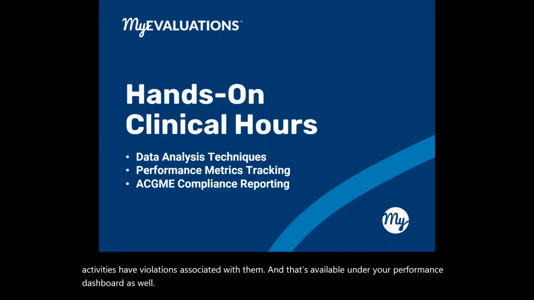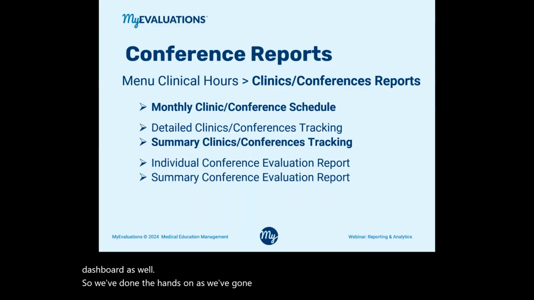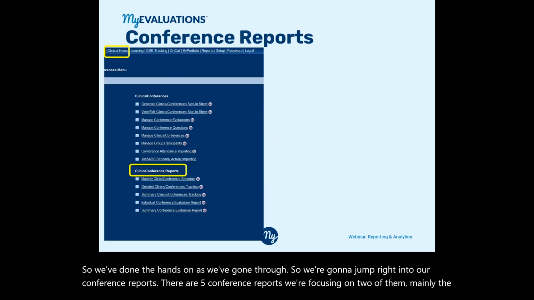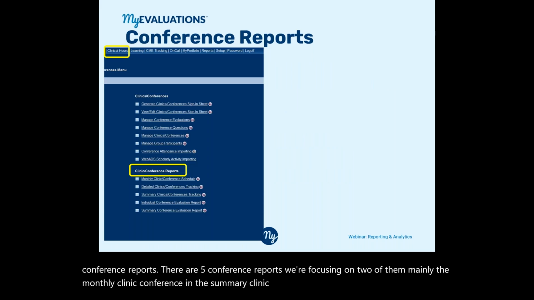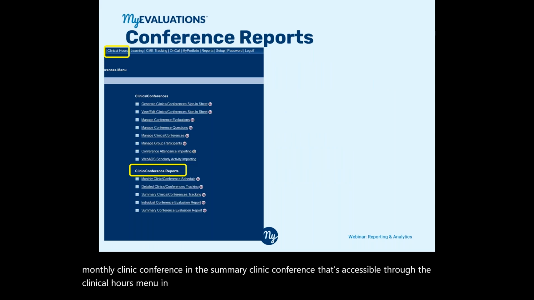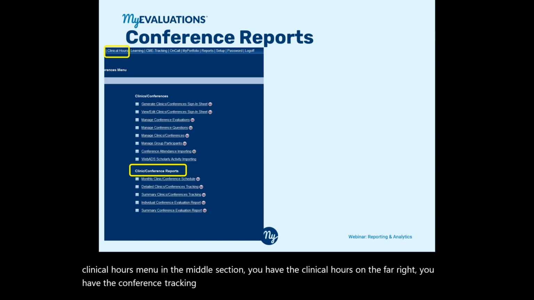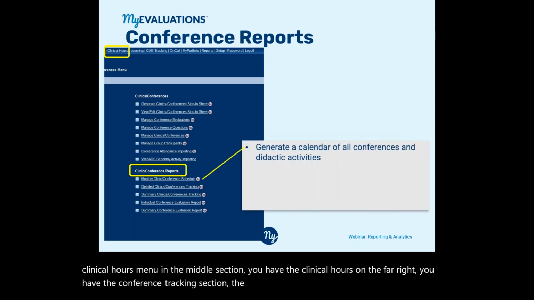So we've done the hands-on as we've gone through, so we're going to jump right into our conference reports. There are 5 conference reports. We're focusing on 2 of them, mainly the monthly clinic conference and the summary clinic conference. That's accessible under the clinical hours menu. In the middle section, you have the clinical hours. On the far right, you have the conference tracking section. The first report there is our monthly clinic conference schedule.